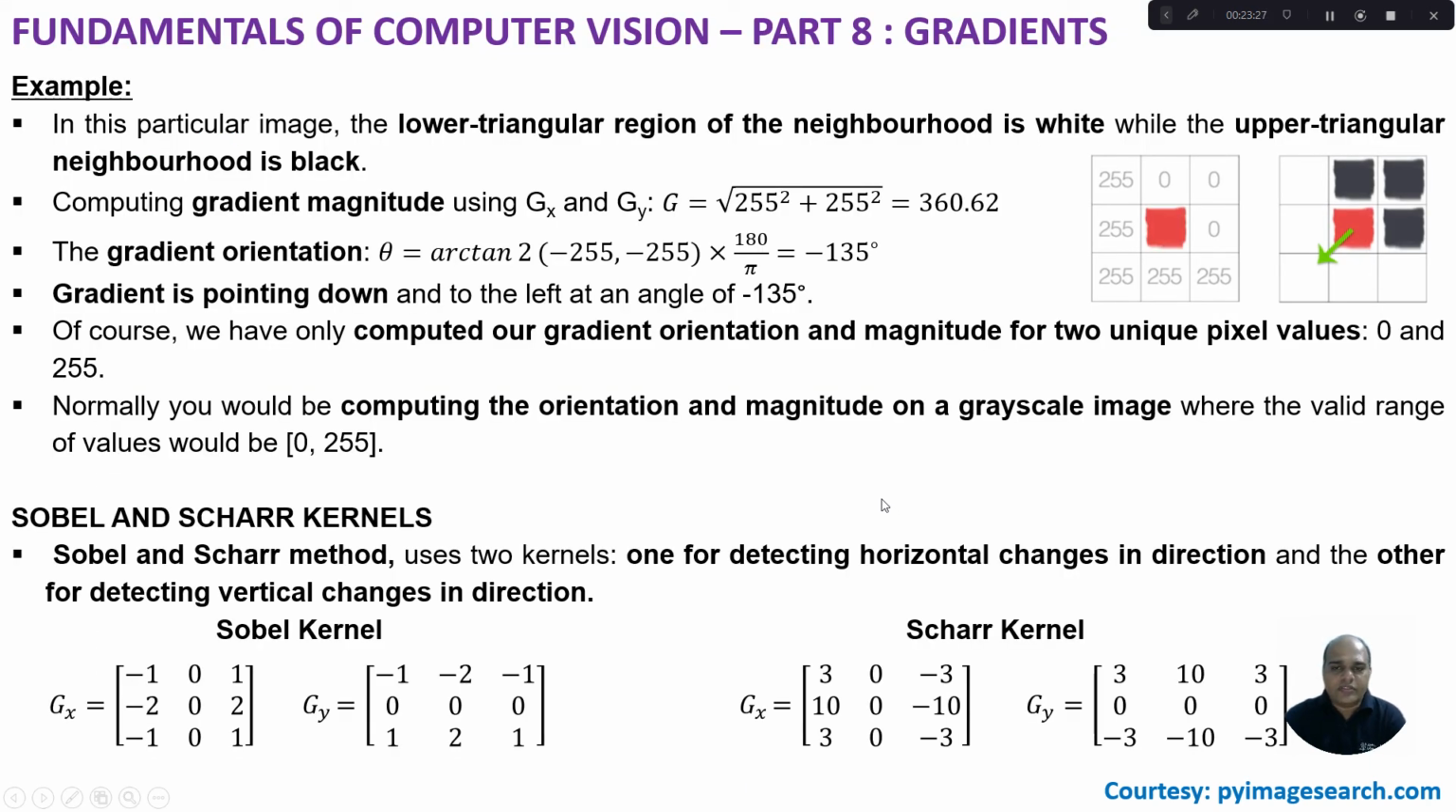So in this tutorial, I have discussed how to use this gradient to find the outline of an object. The process is very simple. For each and every pixel, we compute Gx and Gy. Then use this Gx and Gy to compute gradient magnitude and gradient orientation.